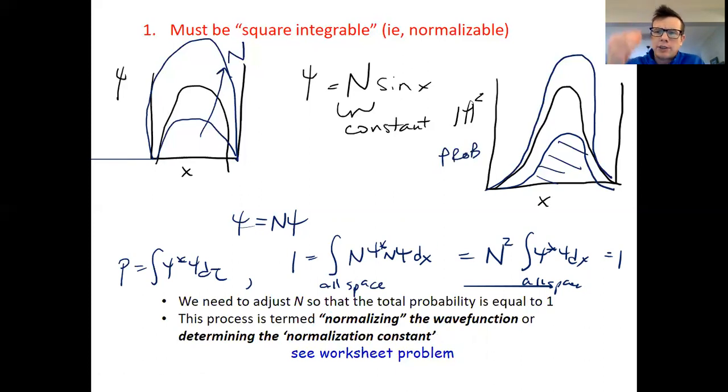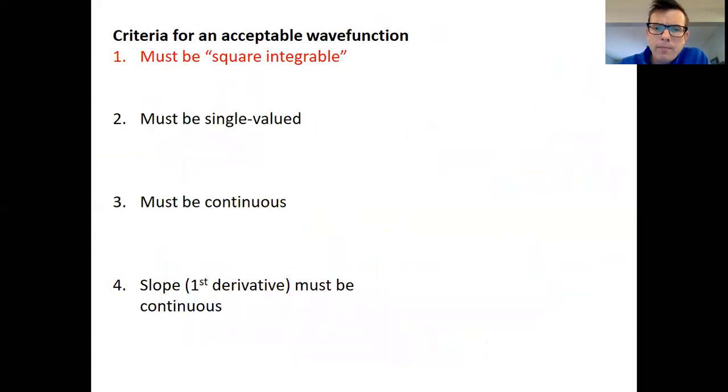So this process of adjusting the height so that when you integrate over all space, you get a probability equal to 1 is called normalizing the wave function, or determining the normalization constant. So this n is formally called the normalization constant. See the worksheet problem. It'll be a good one to do and will be helpful to you.